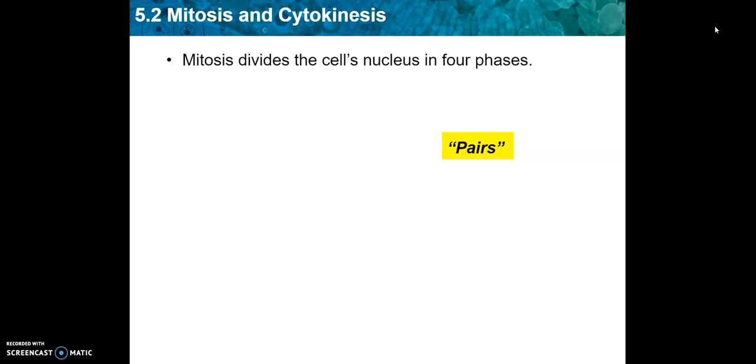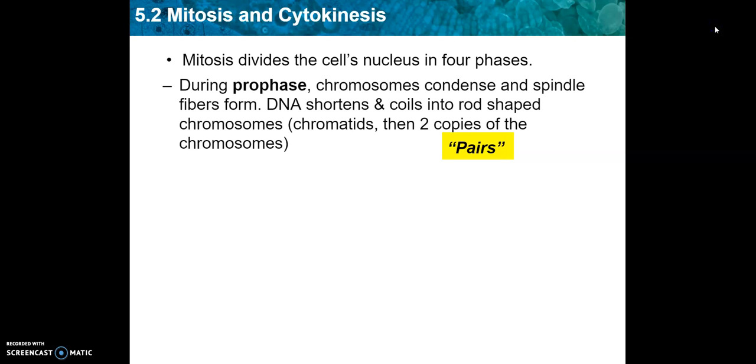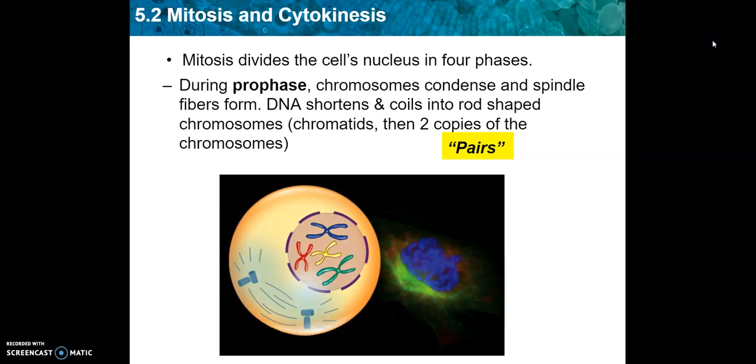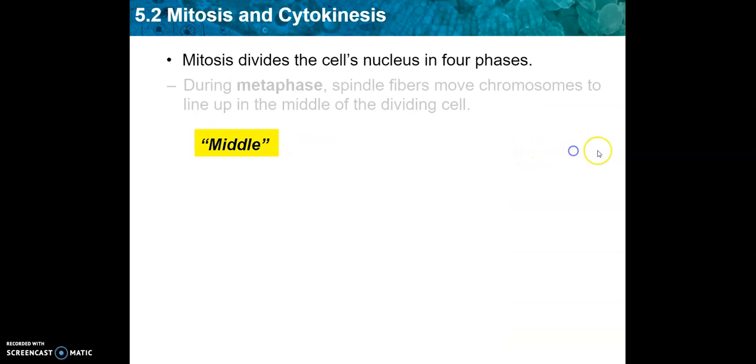So mitosis divides the cell's nucleus in 4 phases. During prophase, chromosomes condense and spindle fibers will form. The DNA will start to shorten and coil up into rod-shaped chromosomes. It forms chromatids, the 2 copies of the chromosomes. So we see those chromosomes pairing up. That's where we get that X shape and then those homologous pairs, which is more like your right sock, left sock. Another thing to mention, prophase means pairs, so chromosomes will pair up.